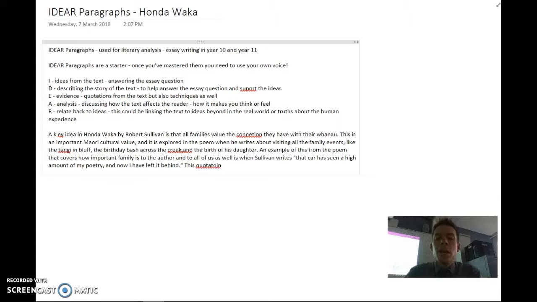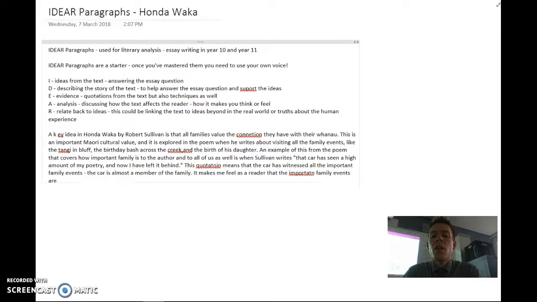This quotation means that the car has witnessed all the important family events. The car is almost a member of the family. It makes me feel as a reader that the important family events are actually the poetry of my own life.